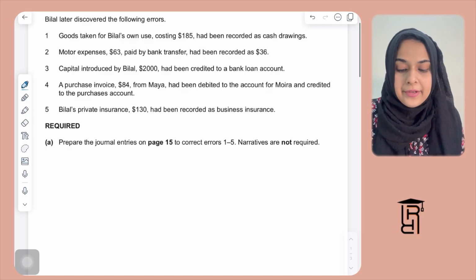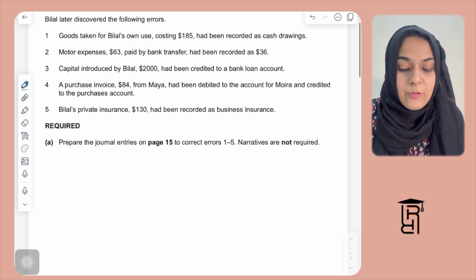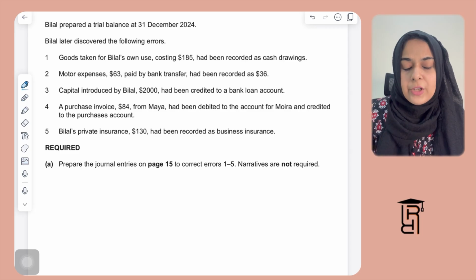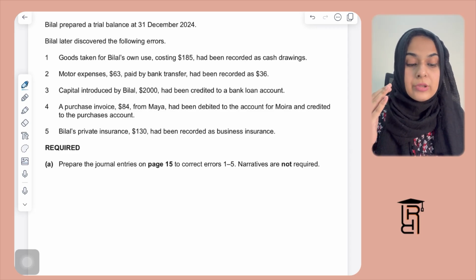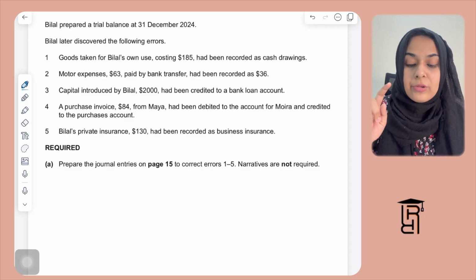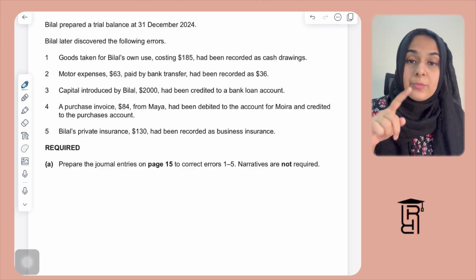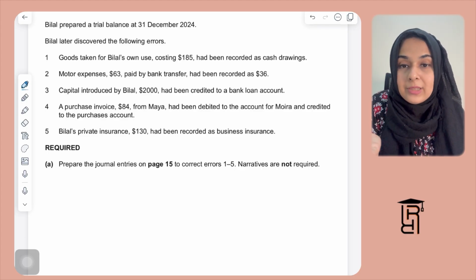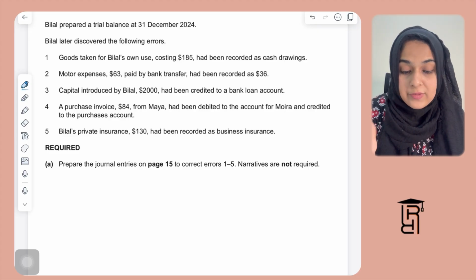Okay, so the next error here is a purchase invoice 84 from Maya had been debited to the account of Moira and credited to the purchases account. Whenever you buy goods on credit, you need to debit the purchases account and credit the person from whom you're buying the goods on credit, right? Moira is also not the person from whom we've actually bought the goods.